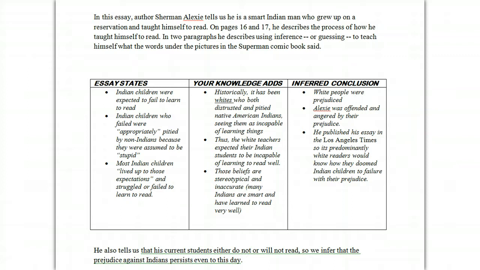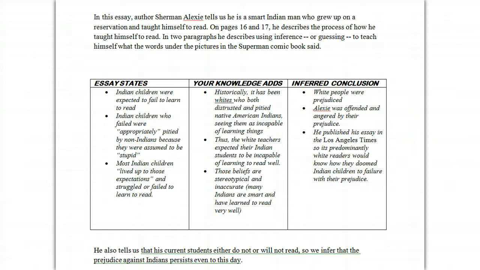He also says that most Indian children lived up to those expectations and struggled or failed to learn to read or write. Now we know from our own funds of knowledge that historically it has been whites who both distrusted and pitied Native American Indians, seeing them as incapable of learning things. We know that the white teachers, therefore, expected their Indian students to be incapable of learning to read well. And we also know that those beliefs are stereotypical and inaccurate and prejudicial because many Indians are smart and have learned to read very well.